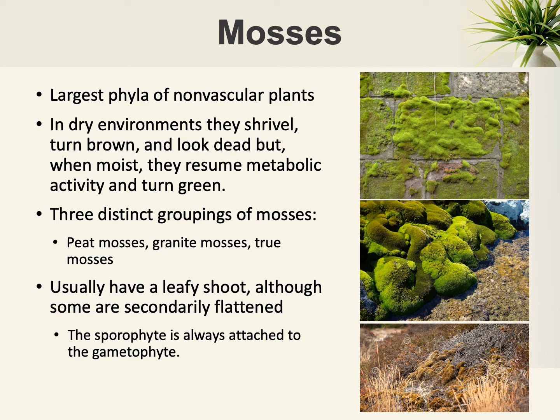There are three distinct groups of mosses: the peat mosses, granite mosses, and the true mosses. Mosses usually have a leafy shoot, although some are secondarily flattened. They are flattened as they are low-lying because they are non-vascular plants. The sporophyte is always attached to the gametophyte.